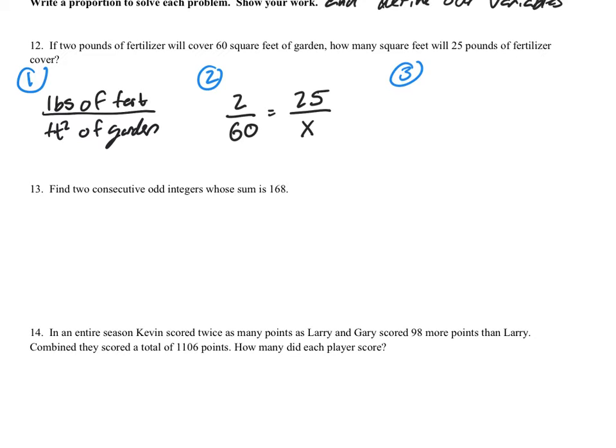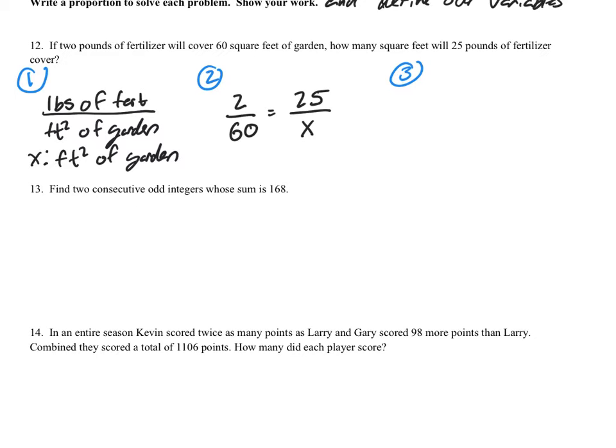If you wanted to define it in a different way, we could say our variable or our unknown is square feet of garden. That's what we want to know. We don't know that in the second part. Okay, so we're going to solve.